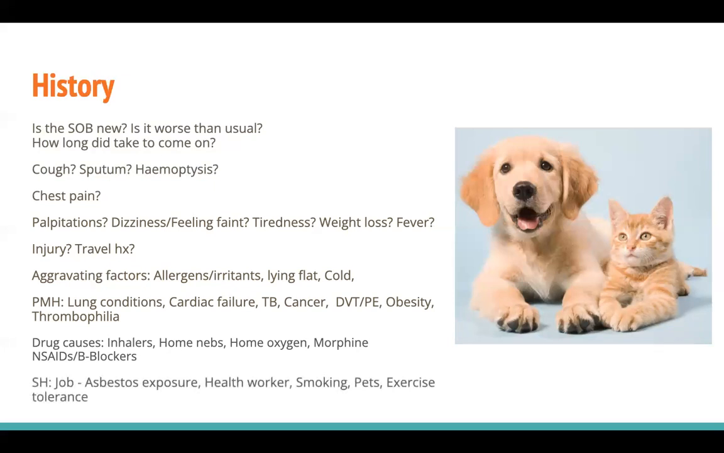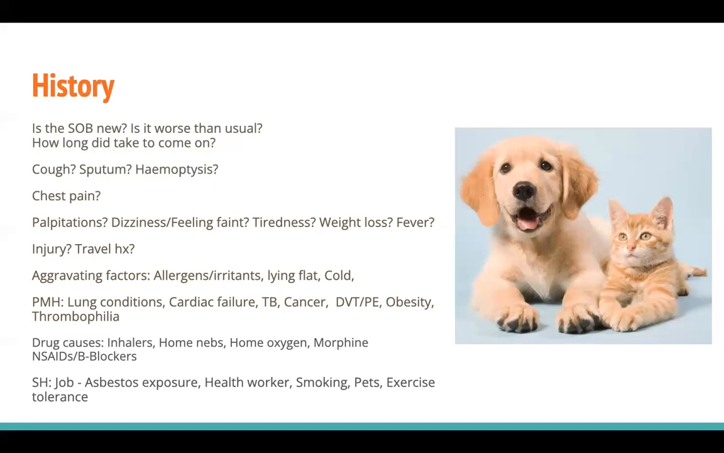And finally, cover their social history. So ask them about their job. Had they previously been exposed to asbestos? Perhaps they've got asbestos-related interstitial lung disease. Are they a health worker? This would be putting them at risk of other conditions such as TB. Make sure you take a thorough smoking history and ask about any pets, particularly birds. Are they cleaning out bird cages regularly?